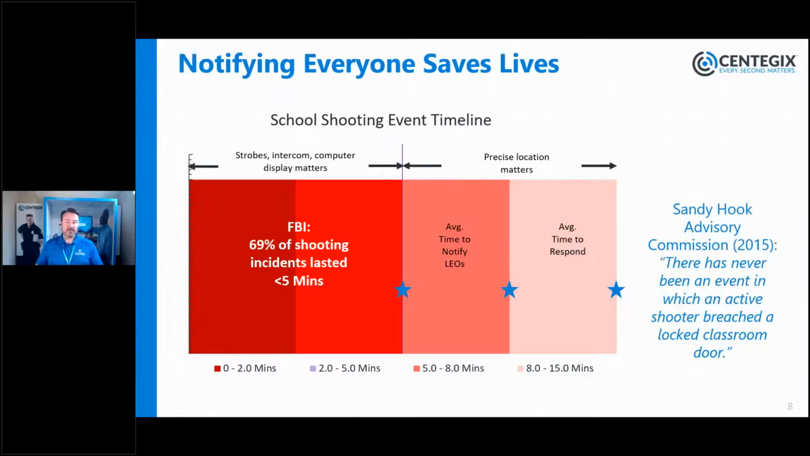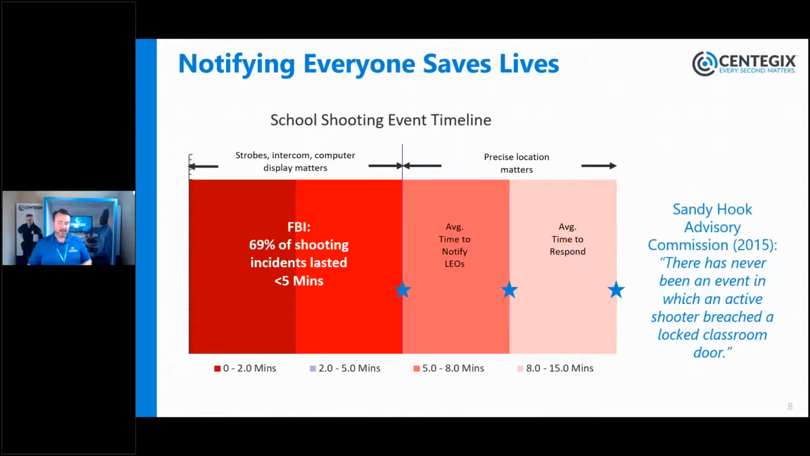Those first few minutes, that is why we link into lights and sounds. It is so imperative that everyone on campus knows that there's an event happening. Give them the opportunity to get to safety. Give them the opportunity to get behind a locked classroom door, behind a hard corner. There's never been a case where an active shooter has breached a locked classroom door. So that is the number one way to keep your kids safe in these kinds of situations. This is why we link into lights and sounds, to let everyone know that something's happening.